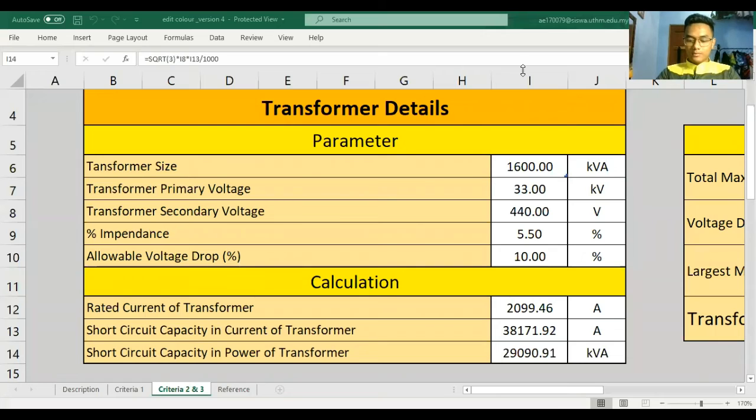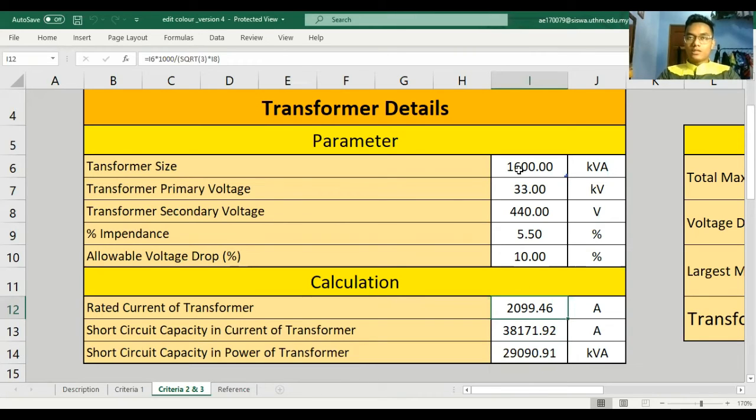Assalamualaikum and good morning to my lecturer, Professor Madya Dr. Muhammad Nur Ramdan bin Baharum. My name is Muhammad Badrul Munir bin Busu, metric number AE170079. I will explain about our group transformer details in the Excel software. We use transformer size of 1600 kVA, primary voltage 33 kV, secondary voltage 440 volt, percentage impedance 5.5%, and allowable voltage drop 10%. For the calculation, rated current of transformer uses the formula of S total divided by root 3 times secondary voltage.